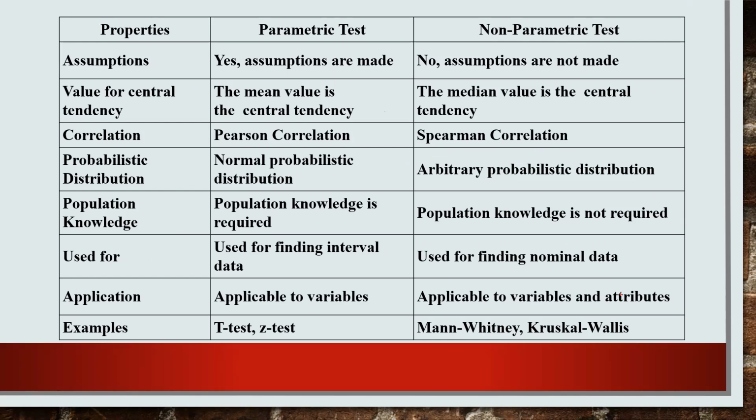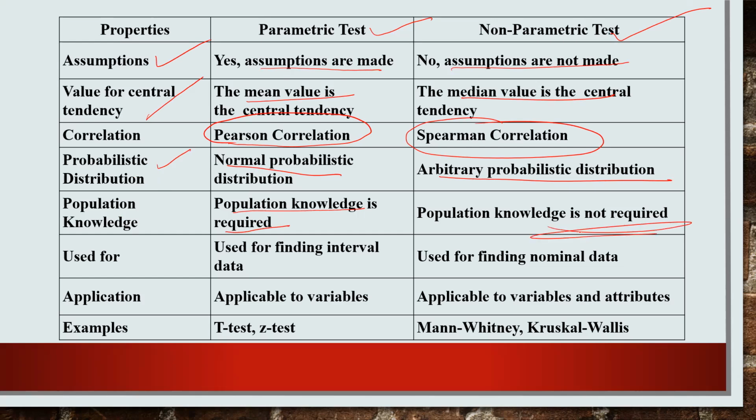Let's see this table. This is parametric test, and here we have non-parametric test. What are the assumptions? There are certain assumptions in parametric, but the advantage of non-parametric test is that no assumptions are made. Then what is the central tendency? I just told you that here mean values are considered, and here median value is given more preference. Correlation: if you have to calculate correlation, it is Pearson, and here it is Spearman correlation. Probabilities, and what kind of distribution is there? It is normal, and here arbitrary, meaning no pattern is known. Population knowledge is very much required, and here it is not required.